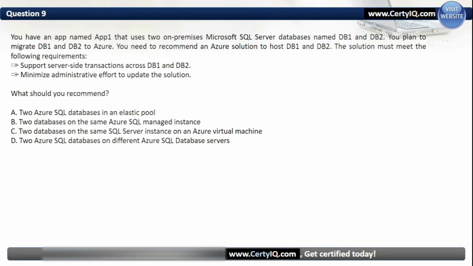Our options are A. Two Azure SQL databases in an elastic pool. B. Two databases on the same Azure SQL Managed Instance. C. Two databases on the same SQL Server instance on an Azure virtual machine. Or D. Two Azure SQL databases on different Azure SQL Database servers. The correct option is B. Two databases on the same Azure SQL Managed Instance.